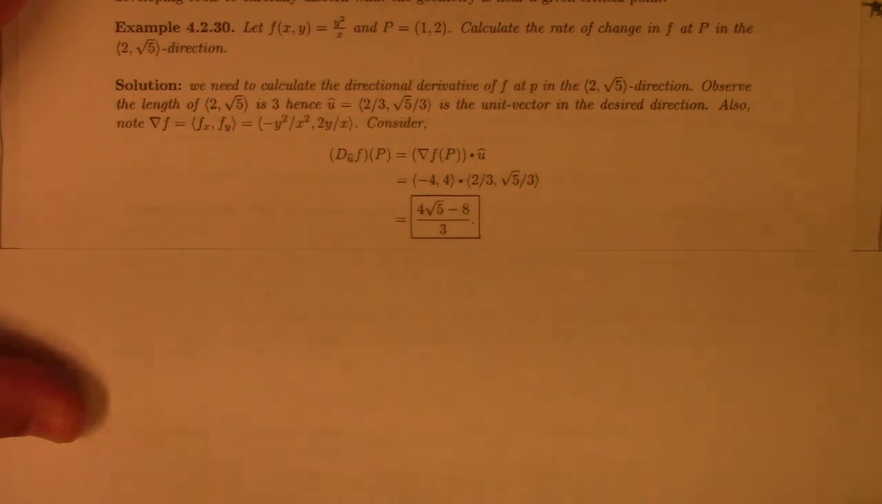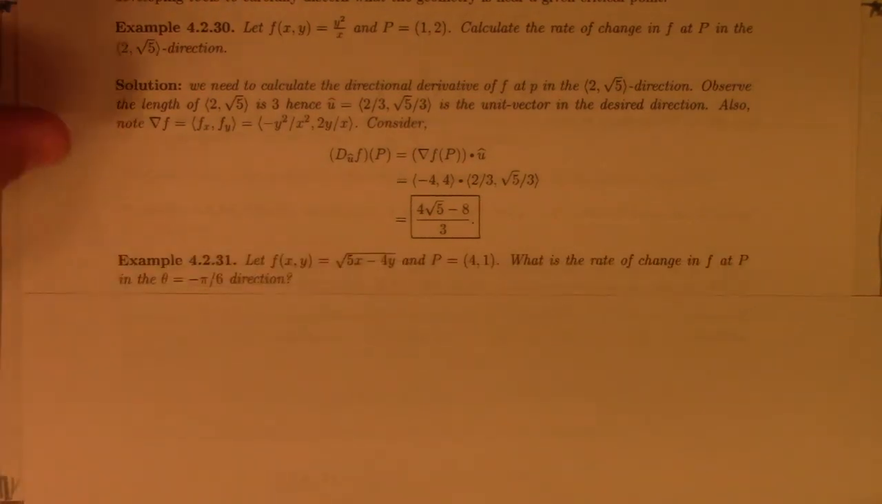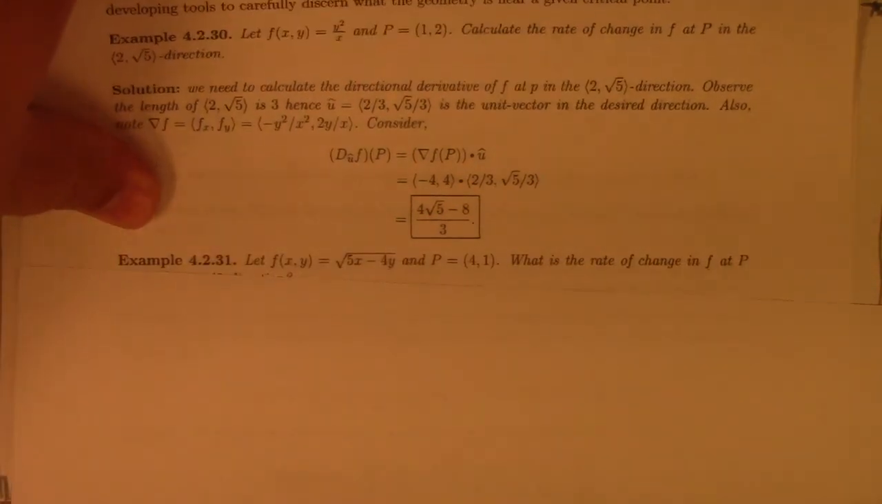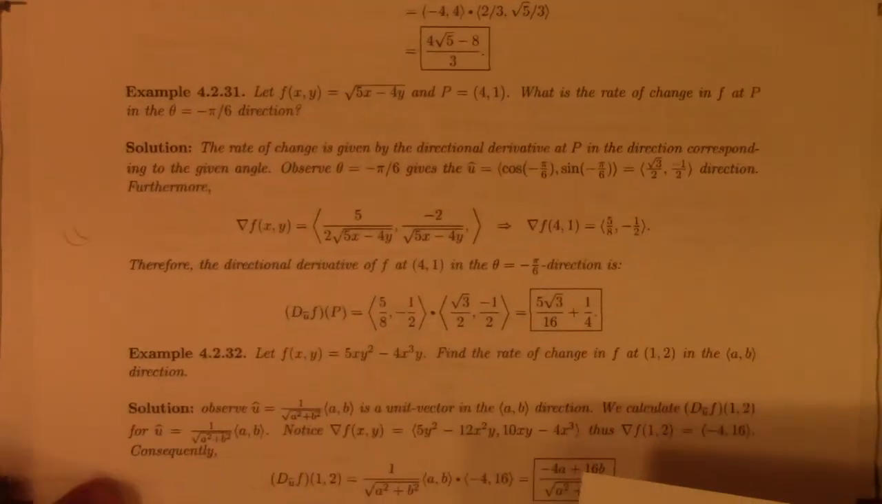So that's how you do it. Calculate the gradient, plug in the point in question, and take the dot product with the unit vector in the direction in question. That gives you the rate of change. Simple as that.